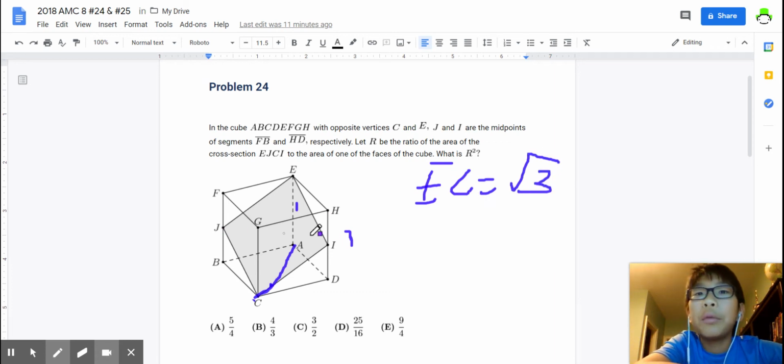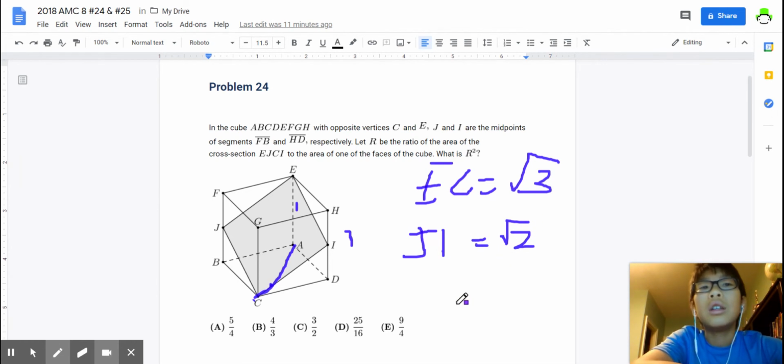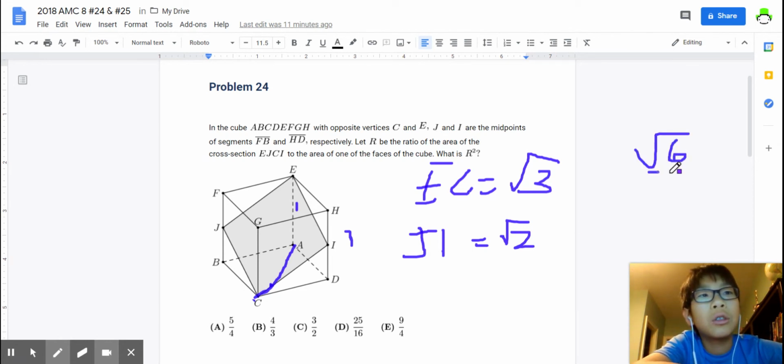So now we need to find what JI is, and JI is the same as BD, which is the same as AC. So JI equals square root 2. So now square root 3 times square root 2 equals square root 6. We need to do that over 2. And this is the area of this rhombus.